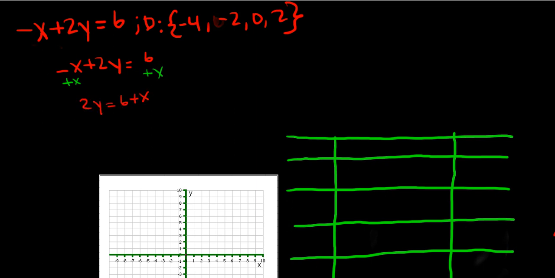In order to get rid of the 2 next to the y, we have to divide the left side by 2. If we divide the left side by 2, we have to divide the right side by 2. When we divide the left side by 2, 2y divided by 2 gives us 1y, so y equals, and you have to remember that the 2 is going to divide both the 6 and the x individually. So 6 divided by 2 is going to equal 3, and x divided by 2 can be left as x over 2.